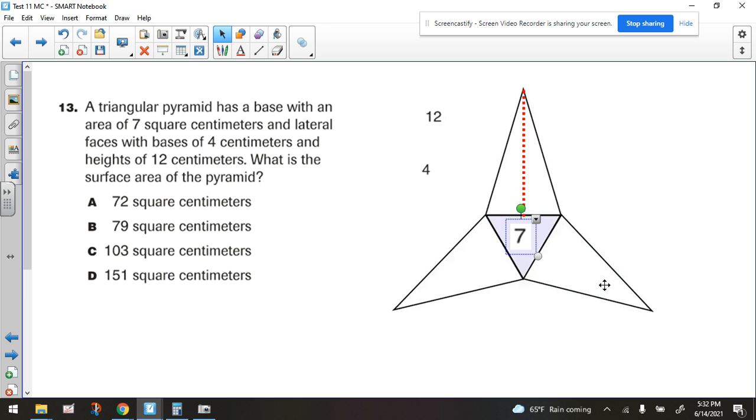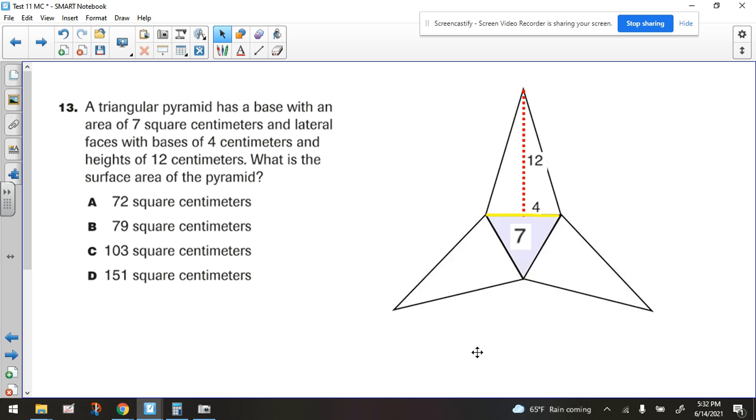But they're all equal, right? All the triangles are going to be the same, because they tell us that they all have bases of 4. So what does that mean? That means that this line that I'll trace in yellow, they're telling us that that line is 4 centimeters long. And they're telling us that this dotted line is 12 centimeters in height.